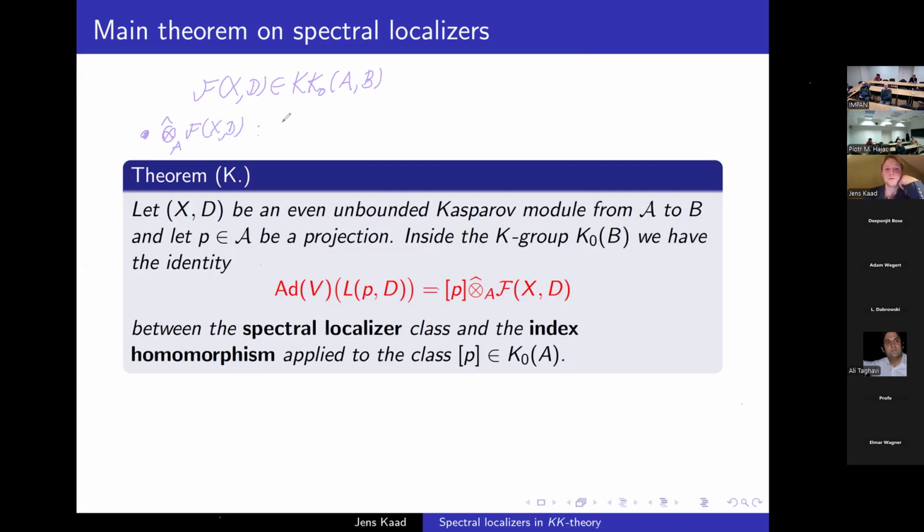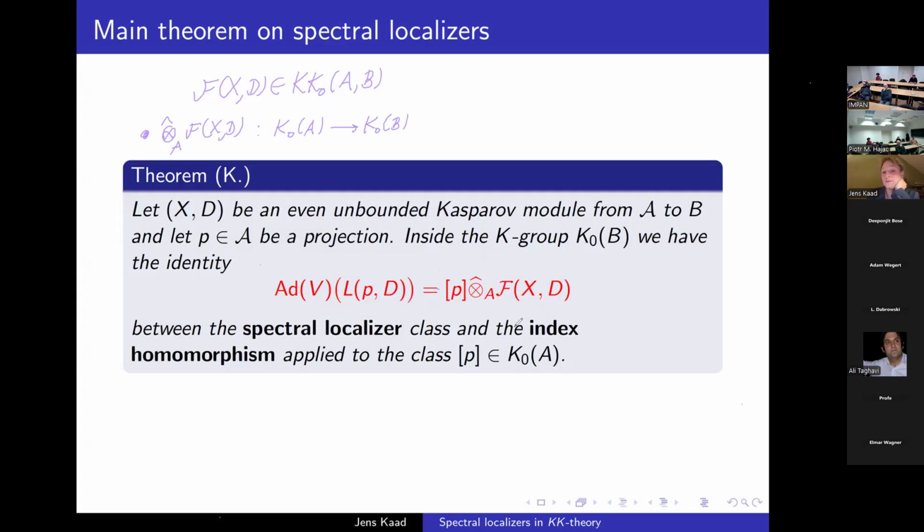from the K theory of A to the K theory of B. So I can apply this index homomorphism to the class in K theory coming from my projection P. So now the right-hand side here is the result of applying the index homomorphism to the class in K theory coming from my projection P.